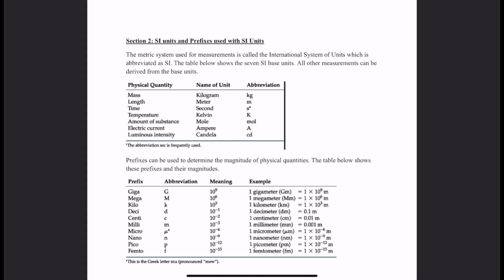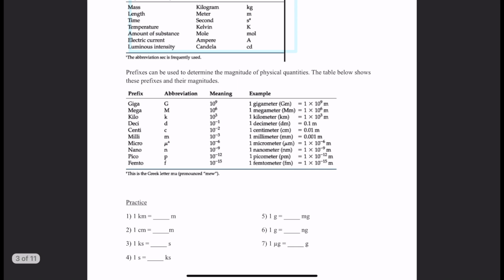Welcome to section 2, which is SI units and prefixes used with SI units. So here, SI unit is an international system of units, which is abbreviated as SI. And then below here, it shows the common units that we use and what they are used to measure. And then the key part of this section is the prefixes.